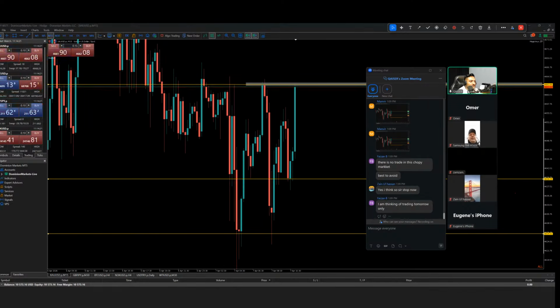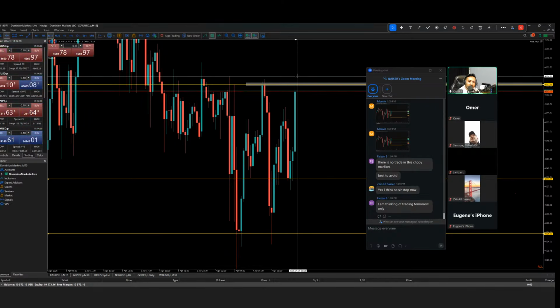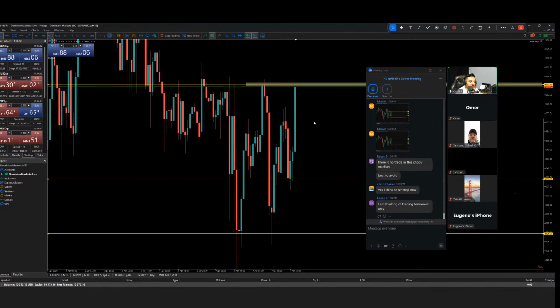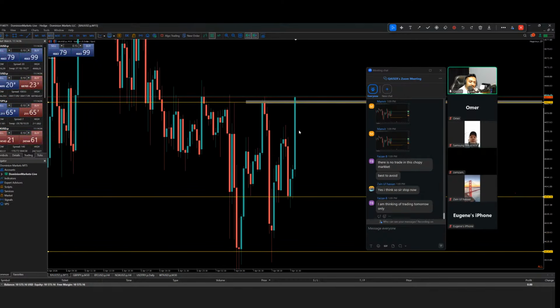Wow, it keeps pushing upside. Let's see. I'm just waiting for this 50-minute candle to be closed. I just wanted to see if it could break and close above this resistance area or not. So wow, break above the high. Few seconds left for the 50-minute candle to be closed.